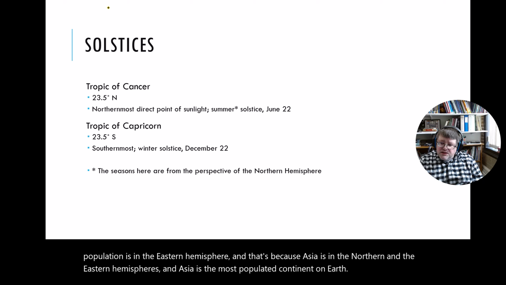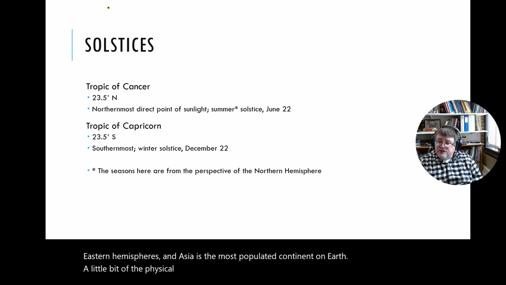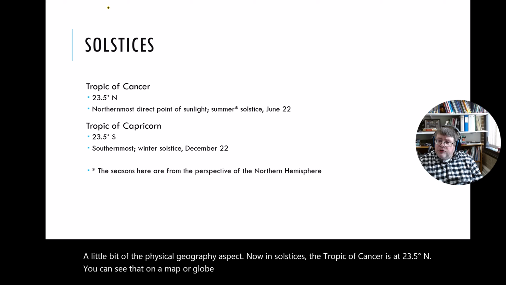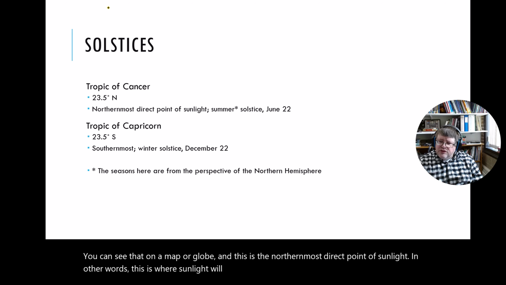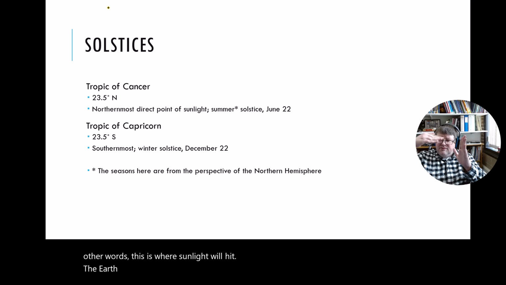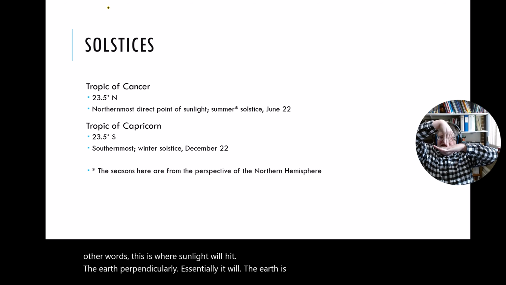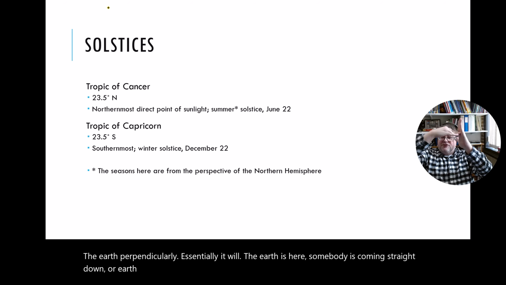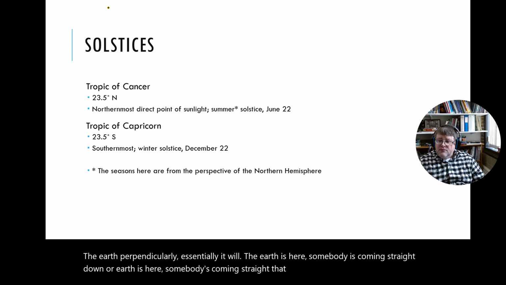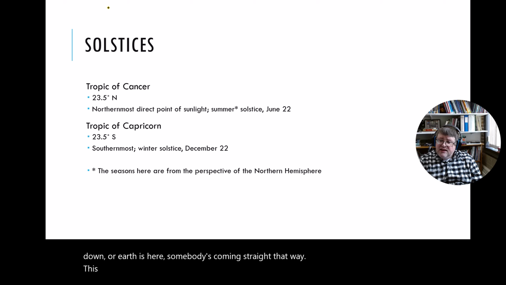A little bit of the physical geography aspect now in solstices. The Tropic of Cancer is at 23.5 degrees north. You can see that on a map or globe. And this is the northernmost direct point of sunlight. In other words, this is where sunlight will hit the Earth perpendicularly. Essentially, Earth is here, sunlight is coming straight down, or Earth is here, sunlight is coming straight that way. This occurs around June 22nd at summer solstice.